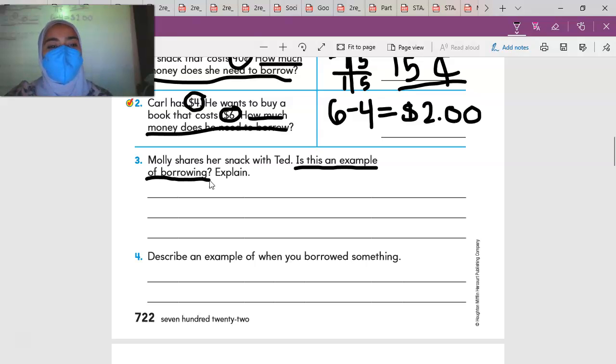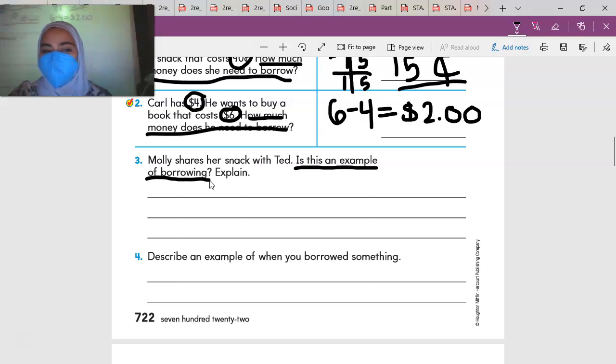To give it back. And if you're sharing something, are you going to give it back? No. Especially a snack. Maybe markers or something, yeah. But a snack, if you're sharing it and they already ate half of that snack, are you going to throw it back up and give it to them? No, that's disgusting. No. Molly shares her snack with Ted.